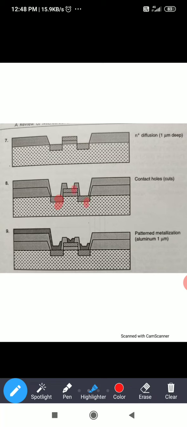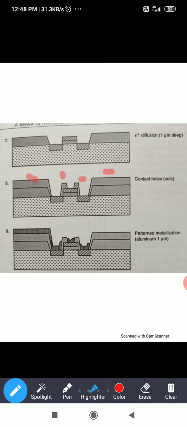So we form the insulation between the gate, source and drain. Here we form this layer again, an insulation layer, a dielectric layer, here and here, here also. If you see, here is the gate on this side, and here the drain and source, these two sides.